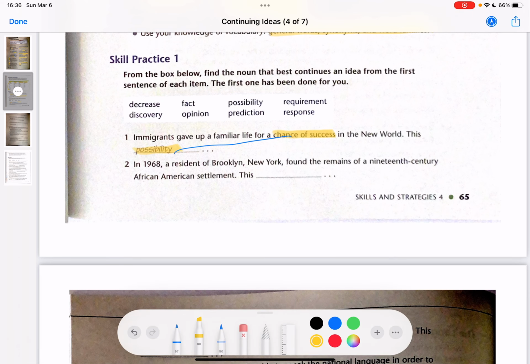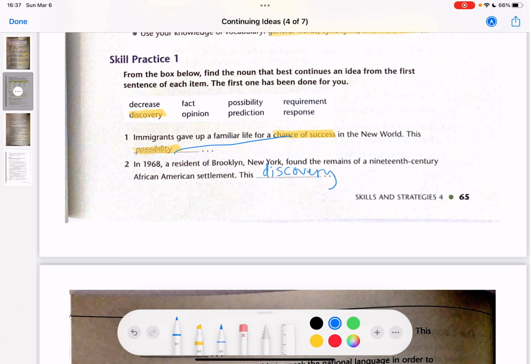In 1968, a resident of Brooklyn, New York found the remains of a 19th century African American settlement. This blank. Okay, which word from the box would best connect those together? And go ahead and pause the video and think about it if you need to.